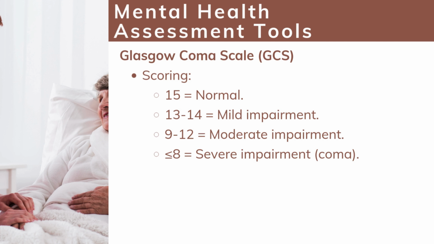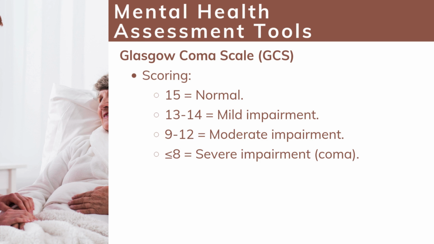A score of 15 means normal level of consciousness. 13 to 14, mild impairment, such as possible confusion or disorientation. 9 to 12, moderate impairment. There is decreased alertness and inability to follow commands. Less than 8, severe impairment, such as in coma or unconsciousness.